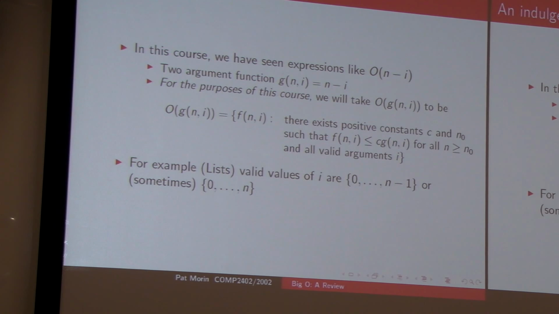So you're not allowed to call the add or remove operations in a list with a value i that's bigger than n, for example, because that could make this thing negative, but that doesn't really make sense for the operation. So for example, in the list, the values of i that make sense might be 0 through n minus 1, or 0 through n.